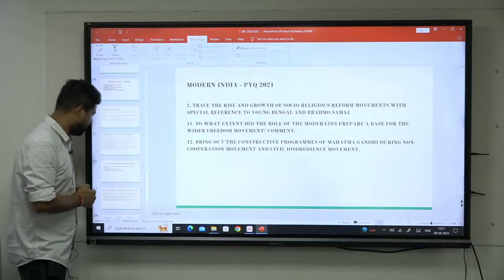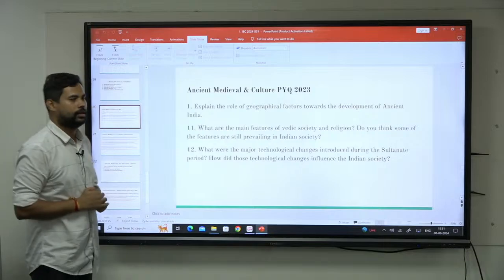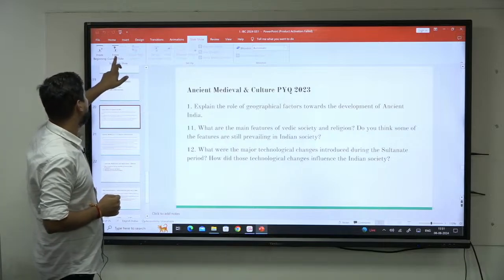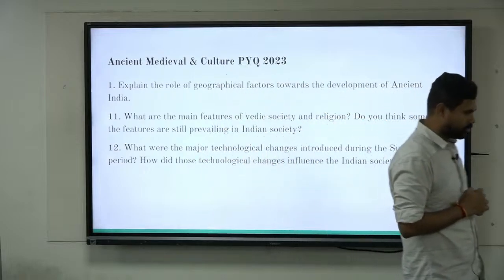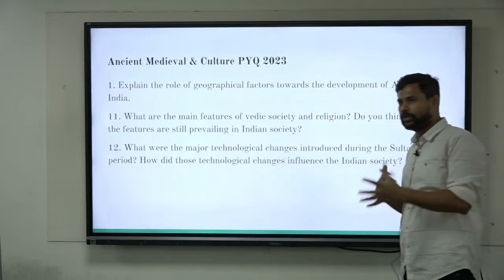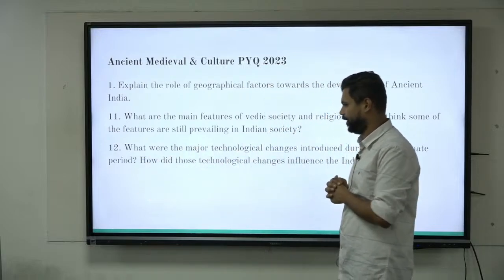Let us move to the next one. The next is ancient, medieval and art and culture. Again, let us see if we can make out some type of a thematic or some trend. Because we have to understand, we have to get some pattern to read. Otherwise, there is no way of reading it. Right?